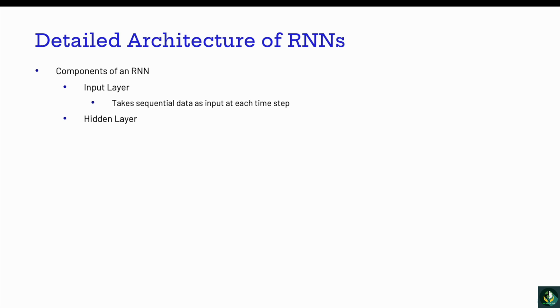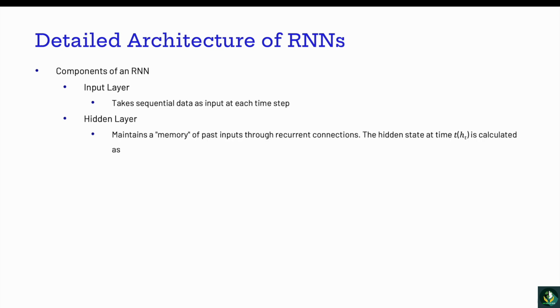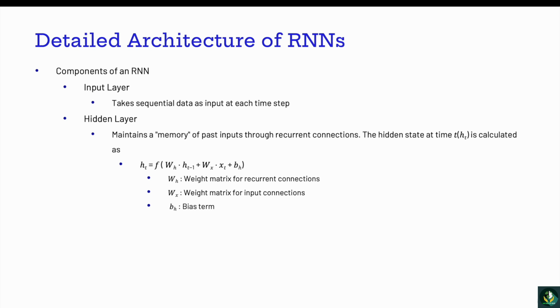Hidden layer, which maintains a memory of the past inputs through recurrent connections. The hidden state at time t, h_t, is calculated as h_t = f(W_h · h_{t-1} + W_x · x_t + b_h), where W_h is the weight matrix for recurrent connections, W_x is the weight matrix for input connections, b_h is the bias term, and f is the non-linear activation function. It can be tanh or ReLU.